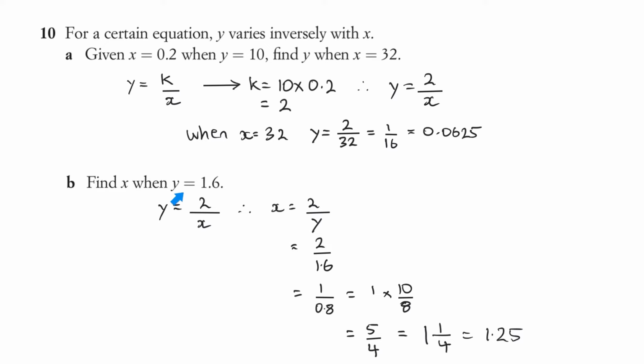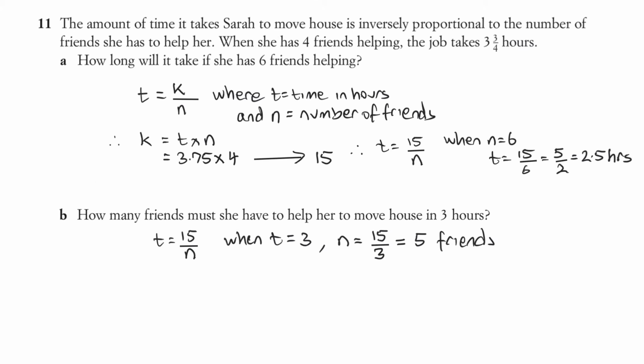B. Find x when y equals 1.6. We're going to use y equals 2 on x again. Now we can rewrite that with x as the subject: x equals 2 on y. We put 2 there and divide by 1.6, and we find x is 1 on 0.8. That's 1 times 10 on 8. Remember, if you divide by 8 on 10, you can multiply by 10 on 8. That equals 5 on 4, which equals 1 1/4, which equals 1.25.